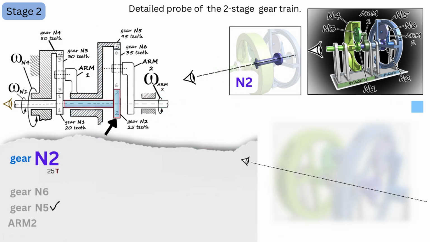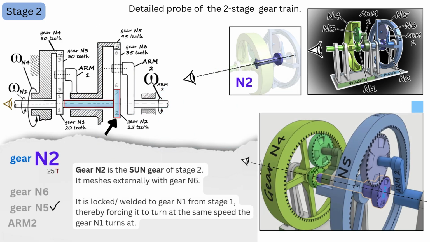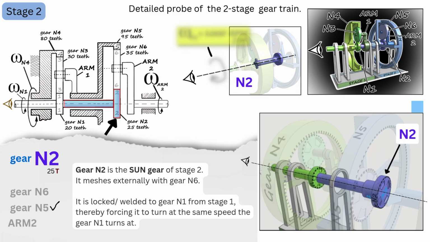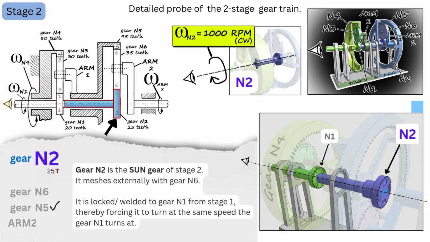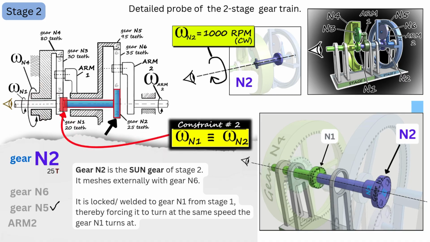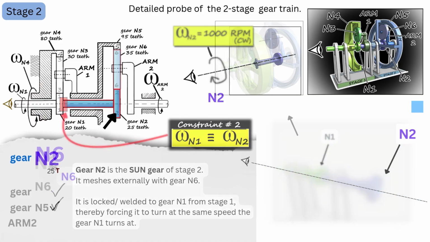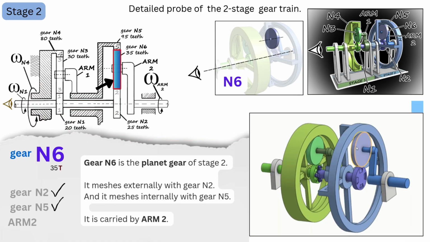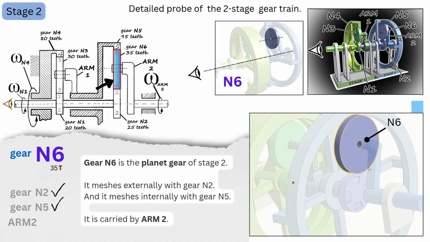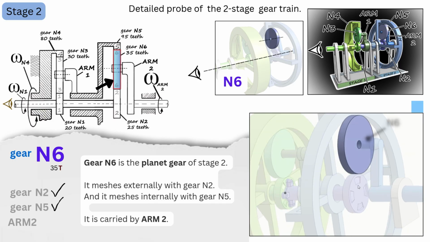Gear N2 is the sun gear of stage 2. It meshes externally with gear N6. It is locked, welded to gear N1 from stage 1, thereby forcing it to turn at the same speed gear N1 turns at. Gear N6 is the planet gear of stage 2. It meshes externally with gear N2. And it meshes internally with gear N5.